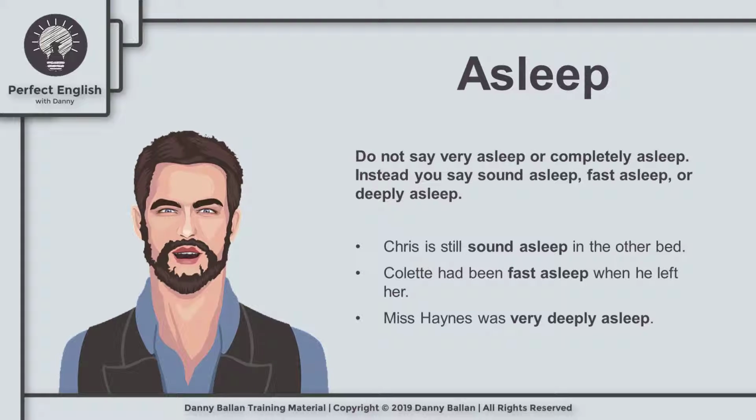You do not say that someone is very asleep or completely asleep. Instead, you say they are sound asleep, fast asleep, or deeply asleep. For example, we say Chris is still sound asleep in the other bed. Colette had been fast asleep when he left her. Miss Haynes was very deeply asleep.